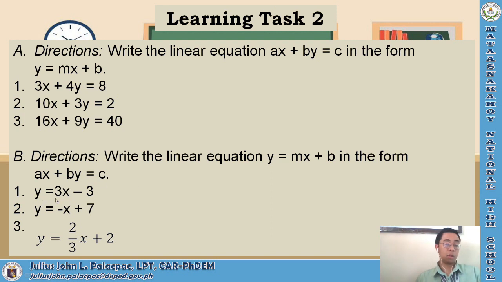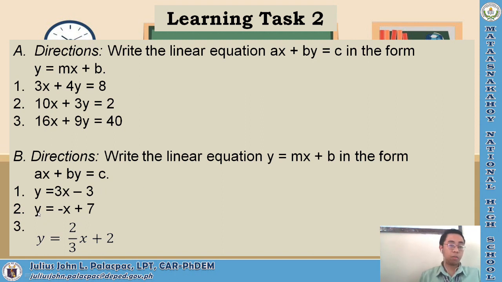So y is equal to 3x minus 3. So we add both sides by positive or negative 3. So we have here negative 3x plus y is equal to negative 3. Since negative 3 is negative, we'll multiply both sides by negative 1. So negative 1 times negative 3x is equal to 3x. Negative 1 times y is equal to negative y, equal to negative 1 times negative 3, positive 3. So the final answer is 3x minus y is equal to 3.